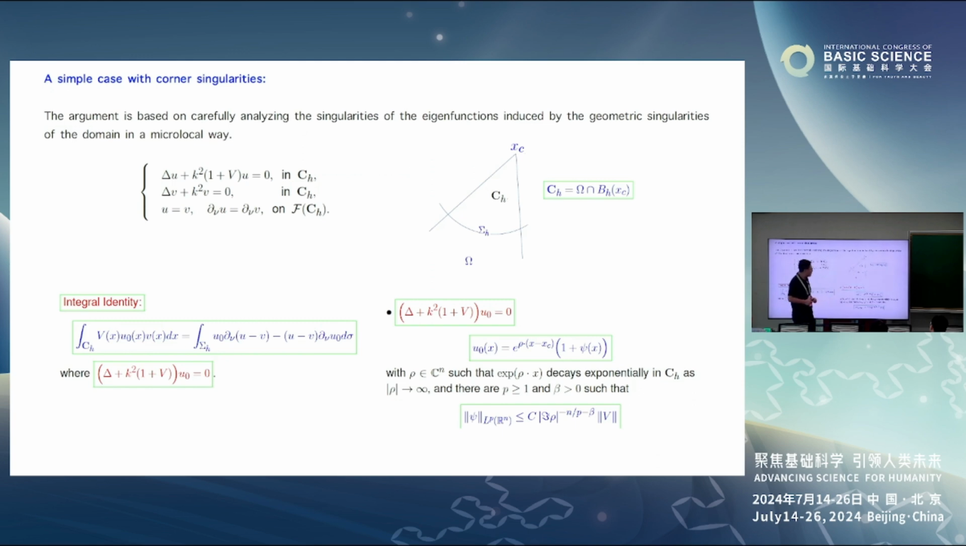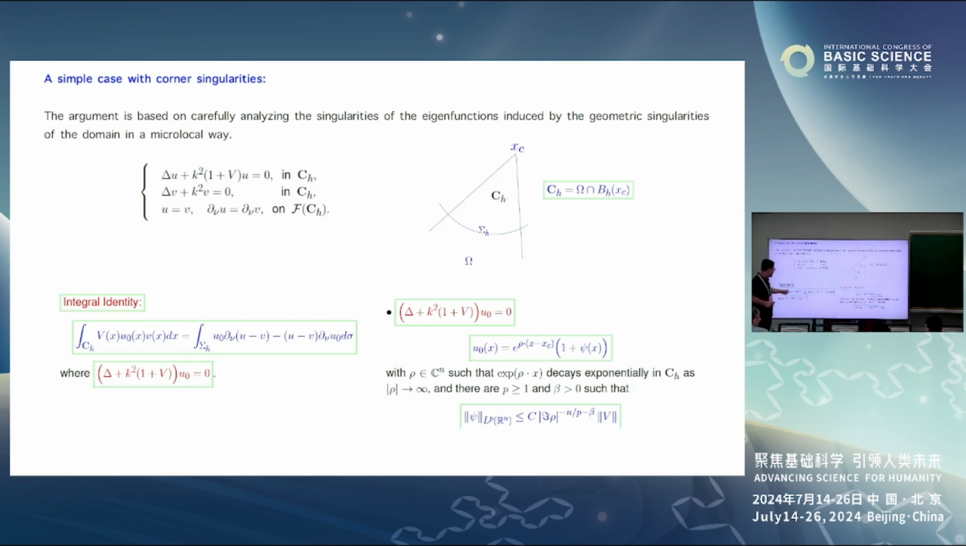And how could we do that? Actually, it's based on this integral identity. You use this integration by parts. You can establish the integral. The left-hand side term is this volume integral in this CH, involving these eigenfunctions V. But the right-hand side term, we can only have this boundary integral along this part, this sigma h, okay?